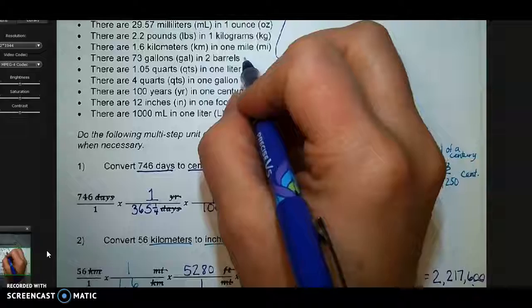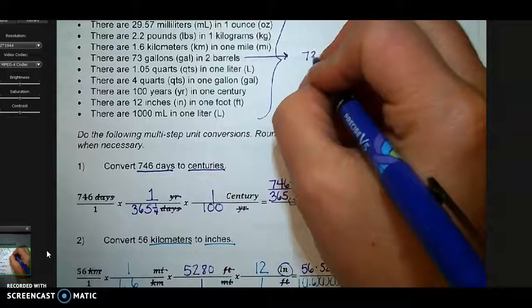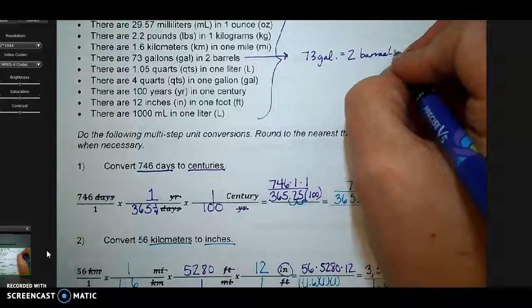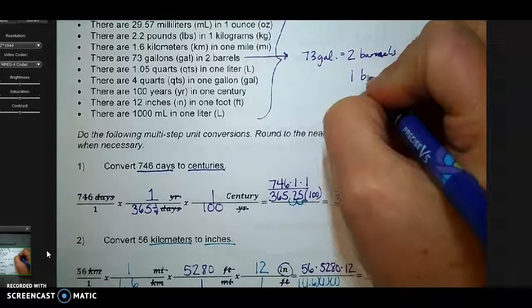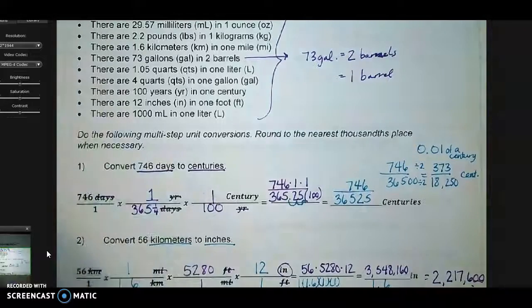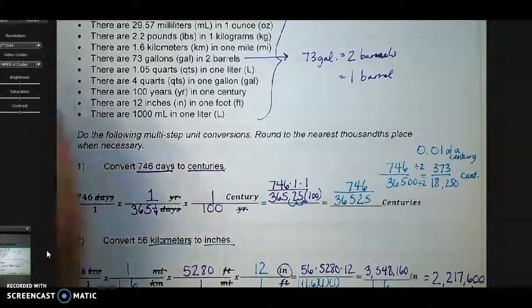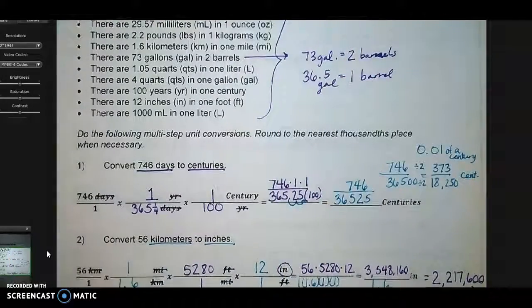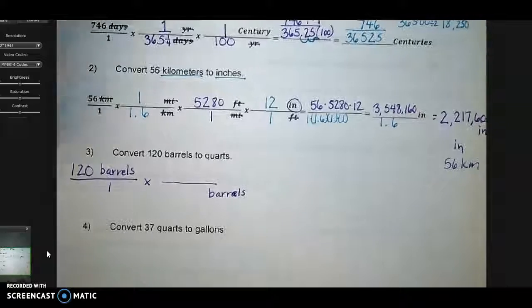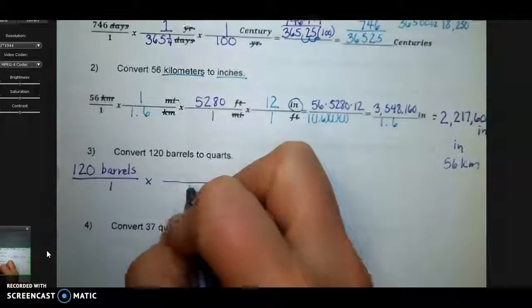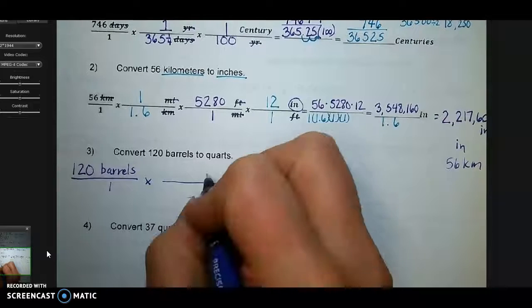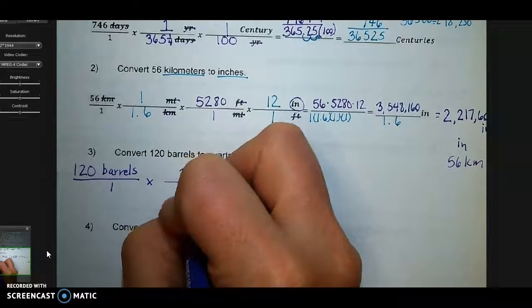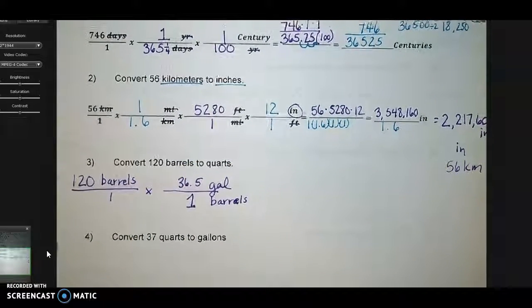Now I can look at that and go, if there's 73 gallons in 2 barrels, that means that in 1 barrel, I can divide that by 2. So that's 36.5 gallons. So when I come down here, I can do one of the 2 things. I could either put the 2 barrels and the 73 gallons up top, or since I've already done that up top, I can say that there's 36.5 gallons in 1 barrel.